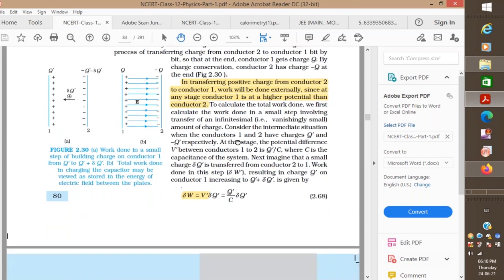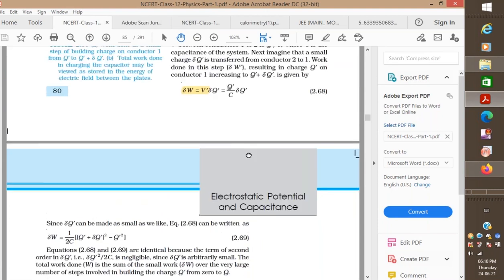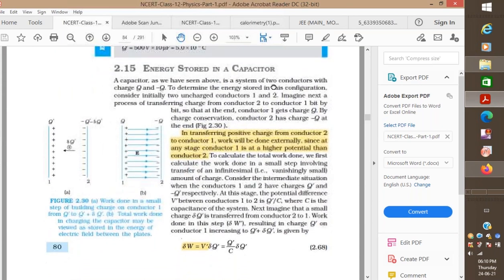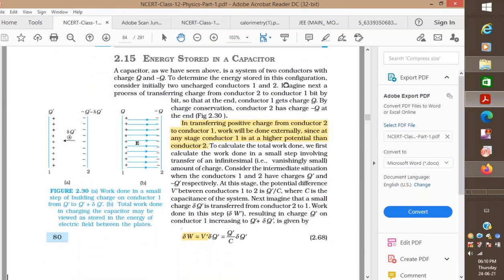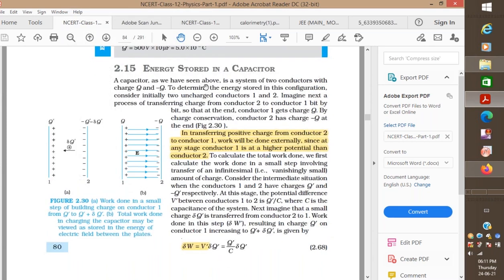We have two more sections to learn here. One is the electrostatic energy stored in the capacitor, and another one is the Van de Graaff generator. Those two we'll learn today, and then we'll pick up a few numerical examples depending on these topics, maybe examples from your book itself. So let us start our lesson today.